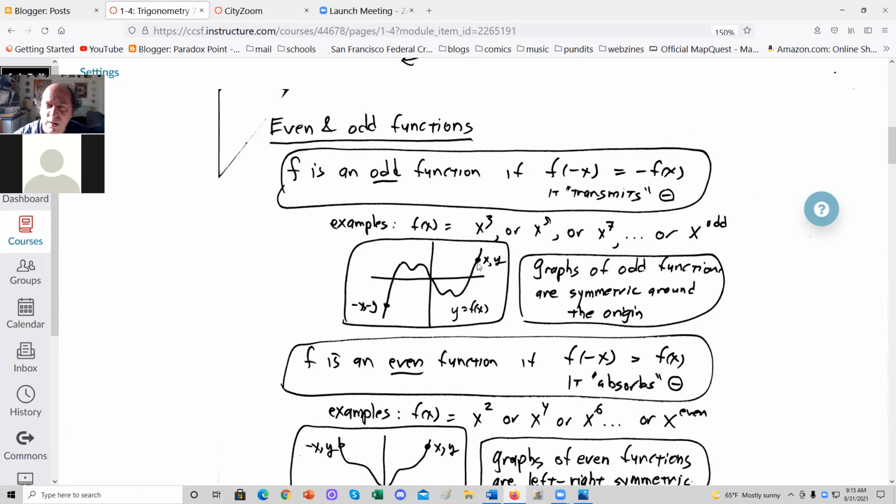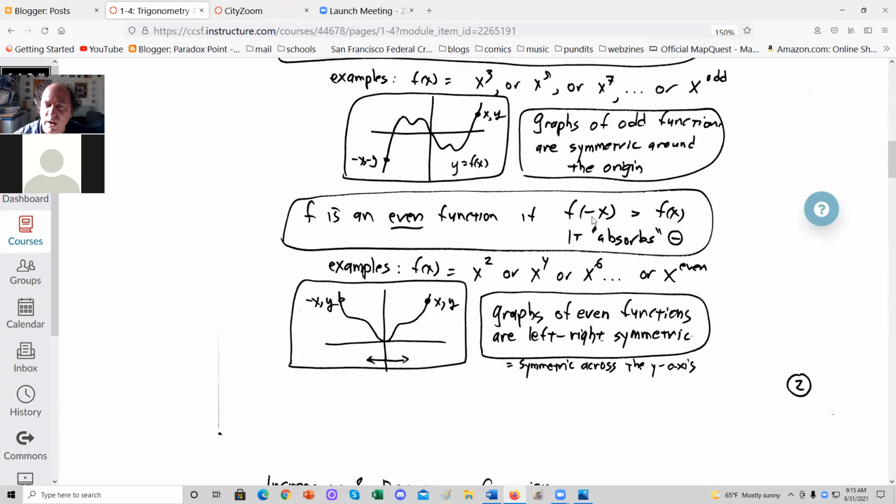If (x, y) is on the graph of an odd function, then (negative x, negative y) is also on that graph. Therefore, if you can take this graph and turn it around 180 degrees, it's going to be symmetrical. So it's rotationally symmetrical around the origin.